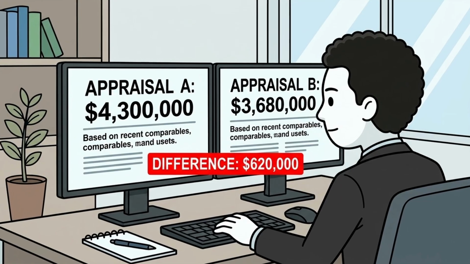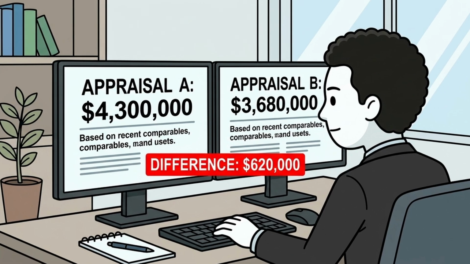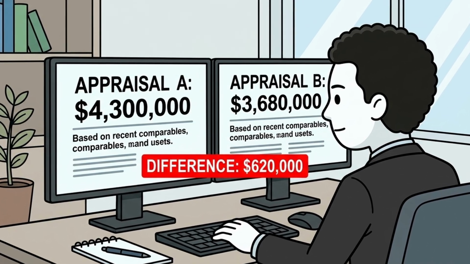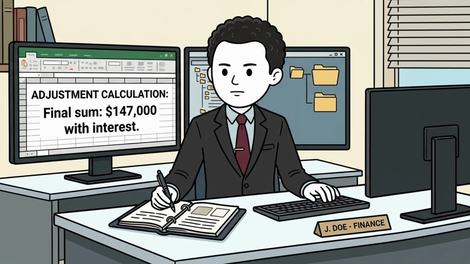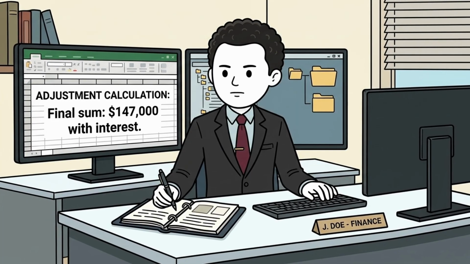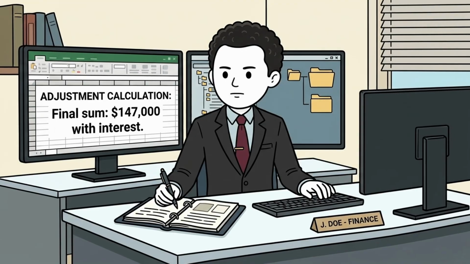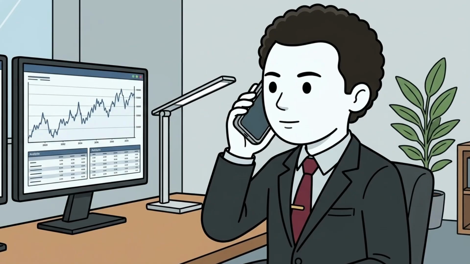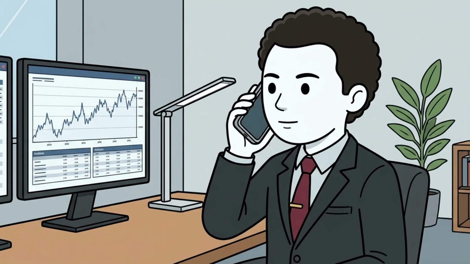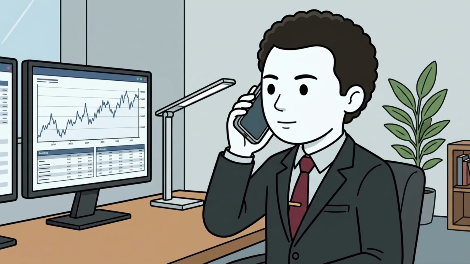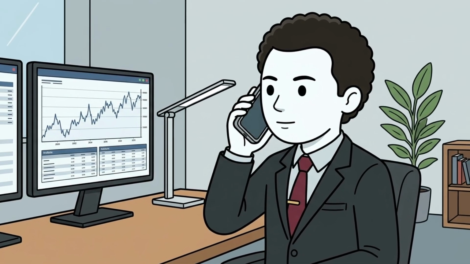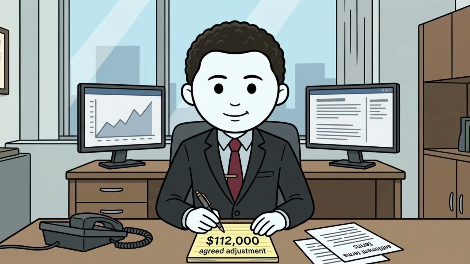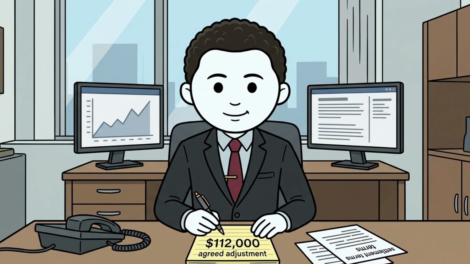The second appraisal comes in at $3,680,000. The difference is $620,000. The deduction is overstated. The adjustment, with interest, is $147,000. The primary partner's attorney calls you the following morning. The call is professional. He has reviewed your analysis. He would like to discuss settlement options. You discuss settlement options. You reach an agreed adjustment of $112,000 after concessions on both sides.